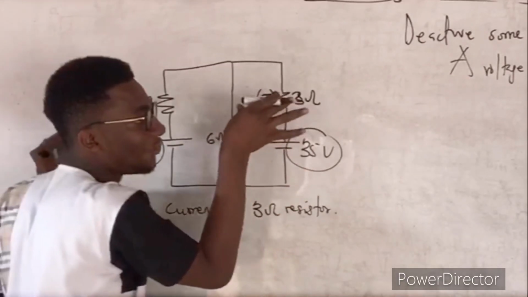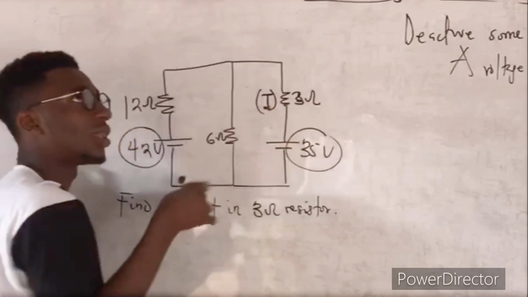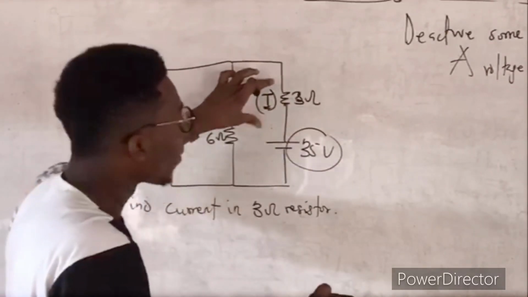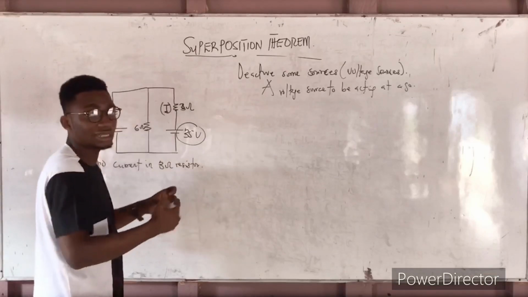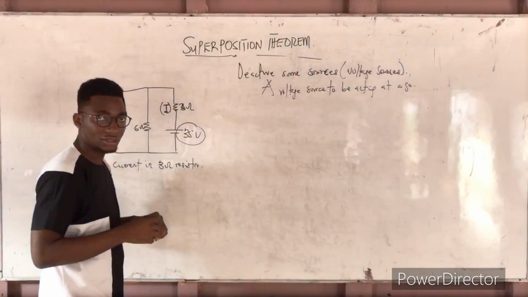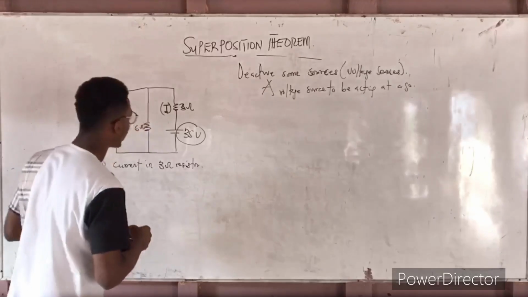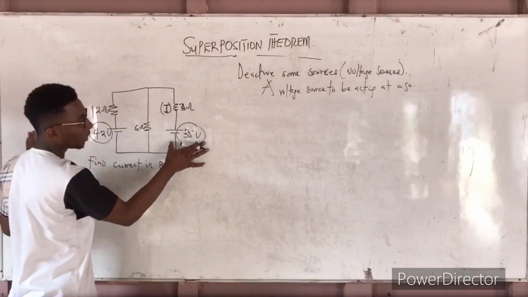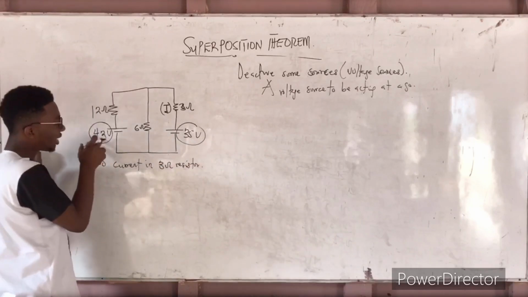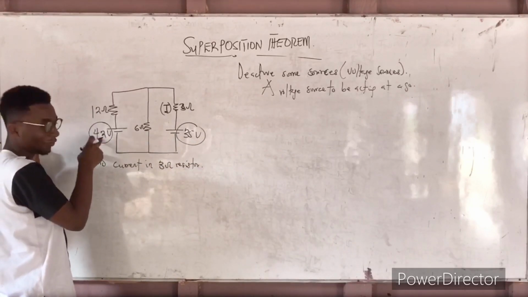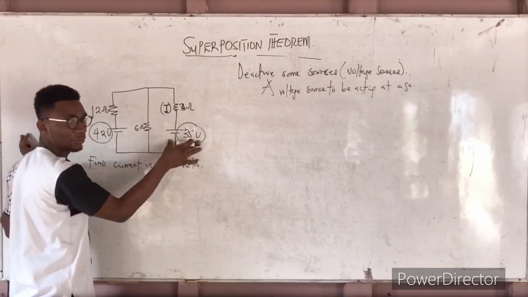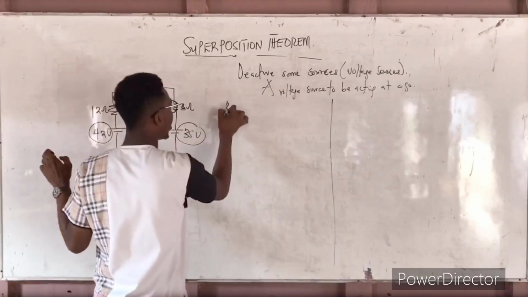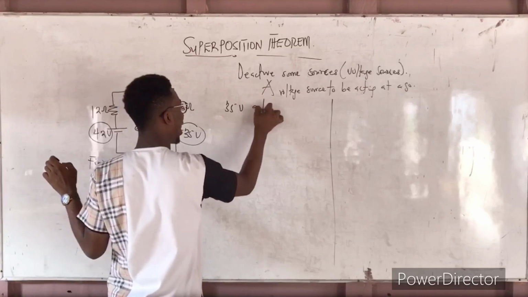So the effective, or total, amount of current that will pass through this 3 ohm resistance is what we want. So what do we do first? We want to deactivate one of them. So we deactivate the 42 volt source, and the 35 volt source will work. In the first instance, the 35 volt source is acting alone.